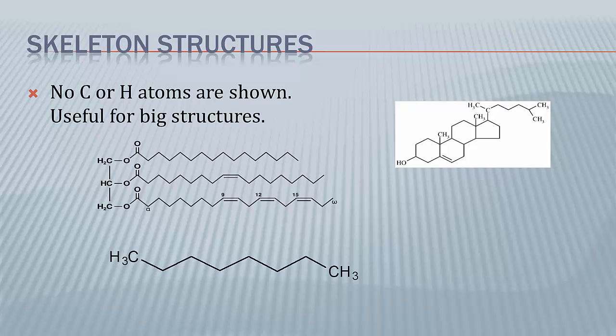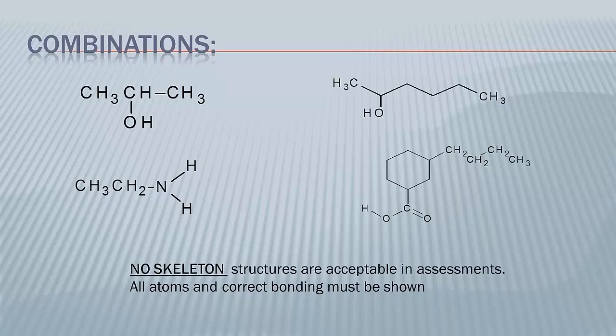Sometimes we just leave the carbon groups on the end and zigzag the rest of the structure. Or sometimes we don't put any hydrogens at all and just show the carbon backbone. And quite often in organic chemistry we have combinations of all these different structures. There is more than one way to write an organic molecule.